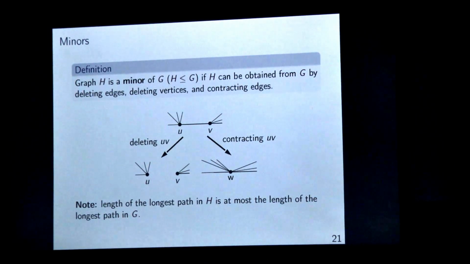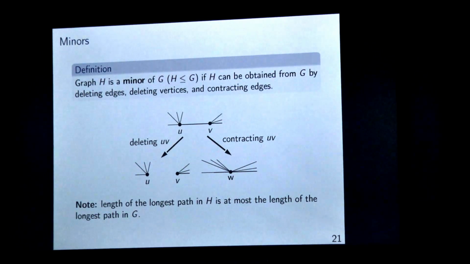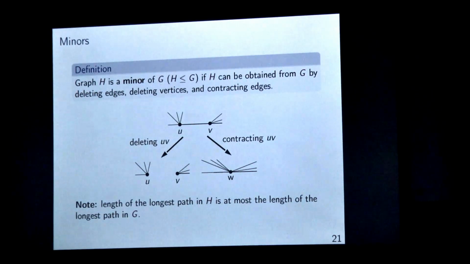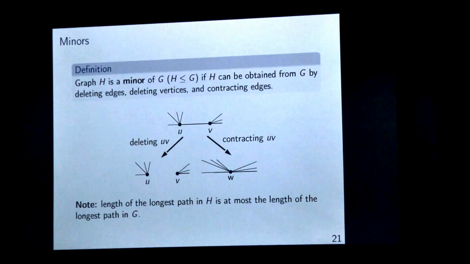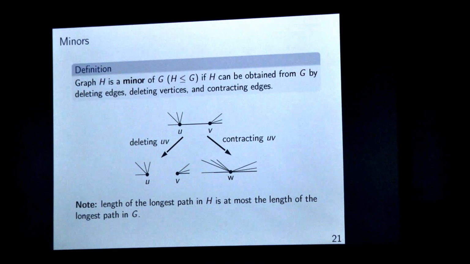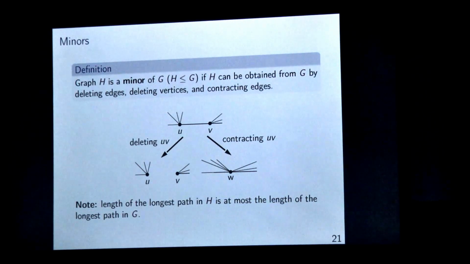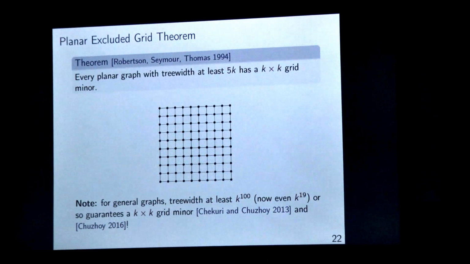Now notice, if the original graph had a path of length k, and I do these operations, can I increase the length of the path? If I delete an edge in the graph, can I increase the length of the path? No. If I contract an edge, I can never increase the length of the path. I can reduce it, I'm not saying that you cannot make it smaller, but you cannot increase it. That's all that is. So let's quantify this. What does it mean? There's something called the planar excluded grid theorem.